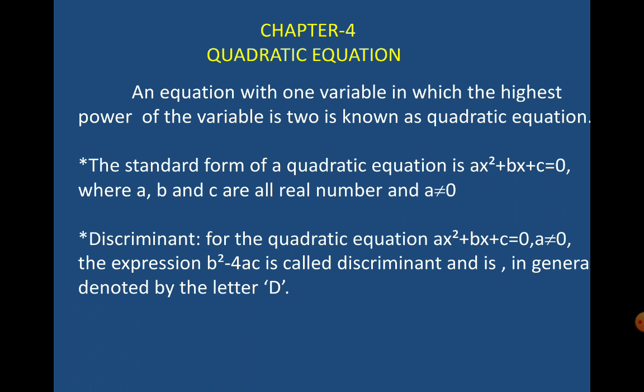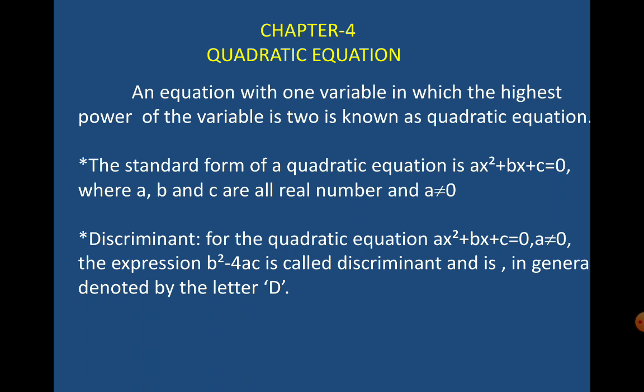In this, one word is the discriminant. For a quadratic equation, the general form is ax square plus bx plus c is equal to 0. But in the discriminant, the expression b square minus 4ac is called the discriminant. We denote it by the letter D. So D equal to b square minus 4ac. This is the quadratic equation.